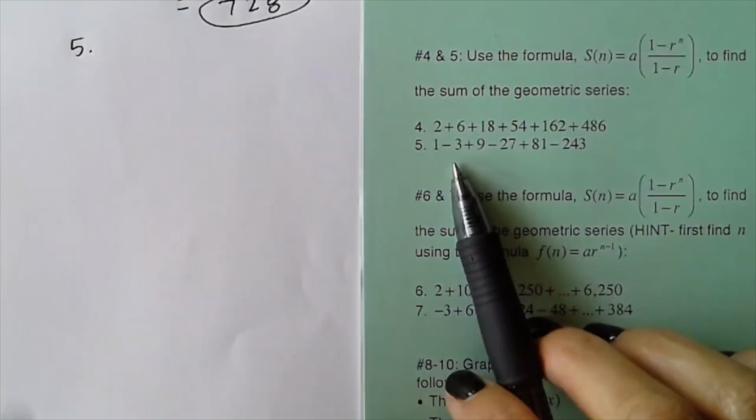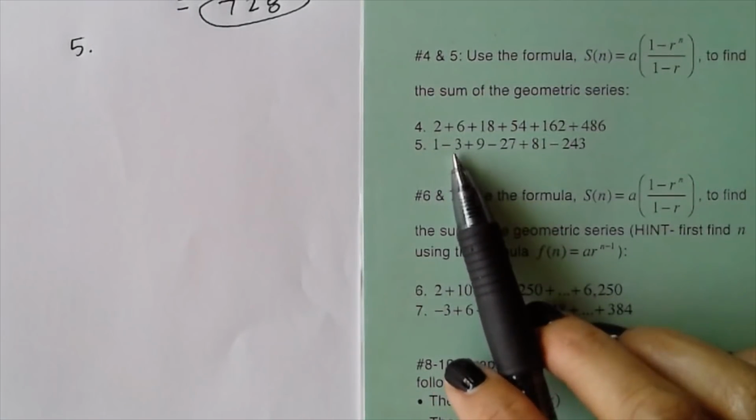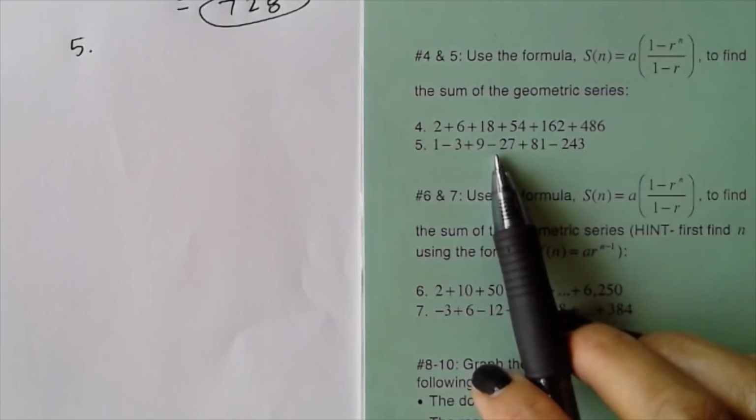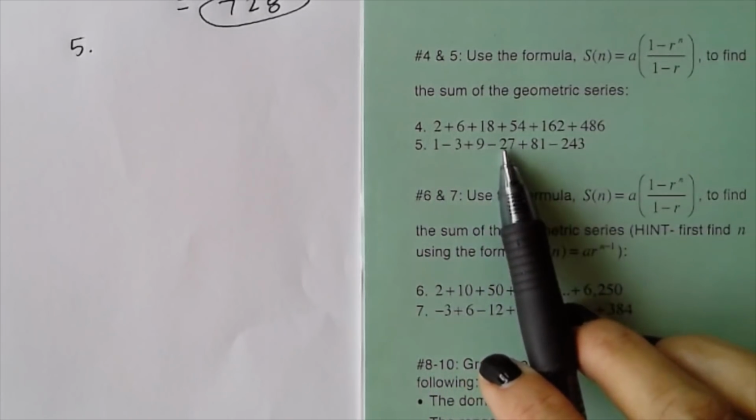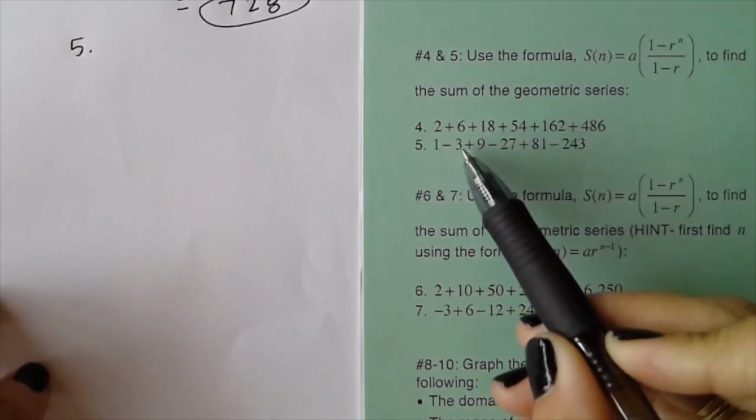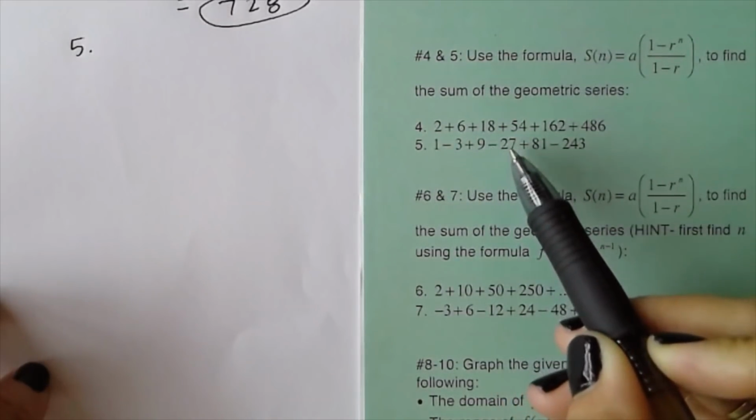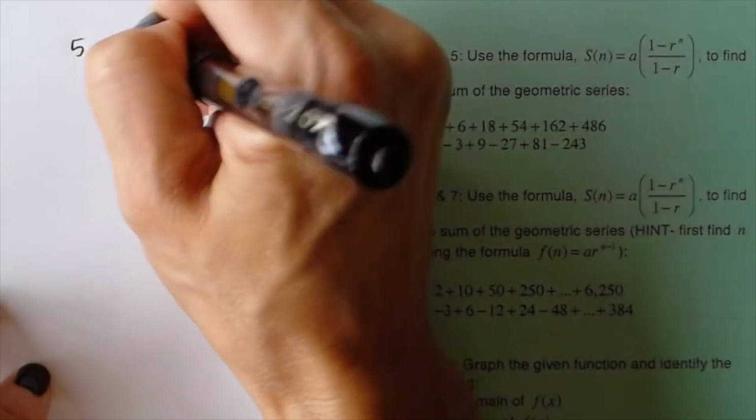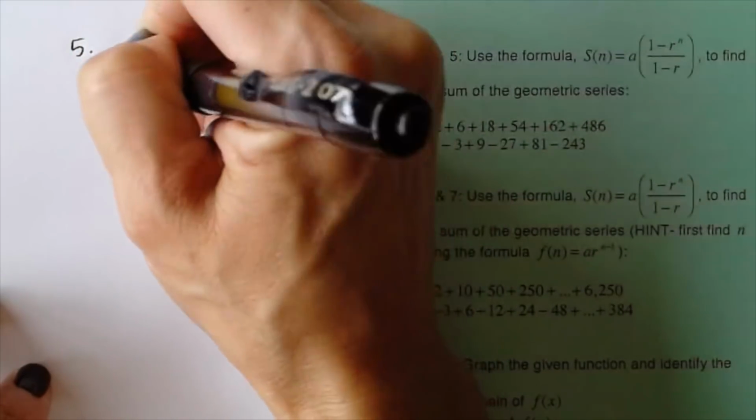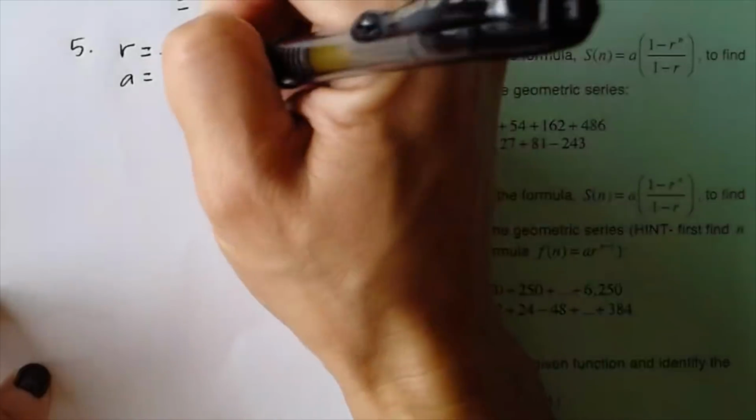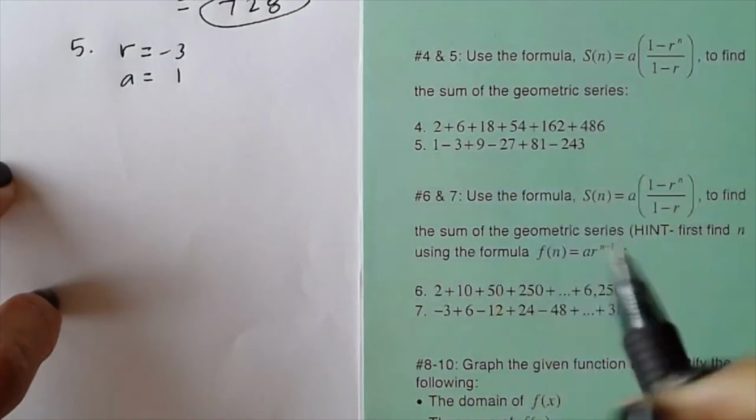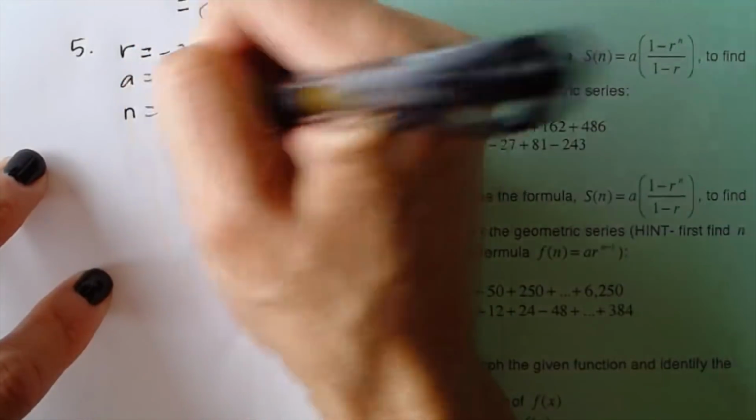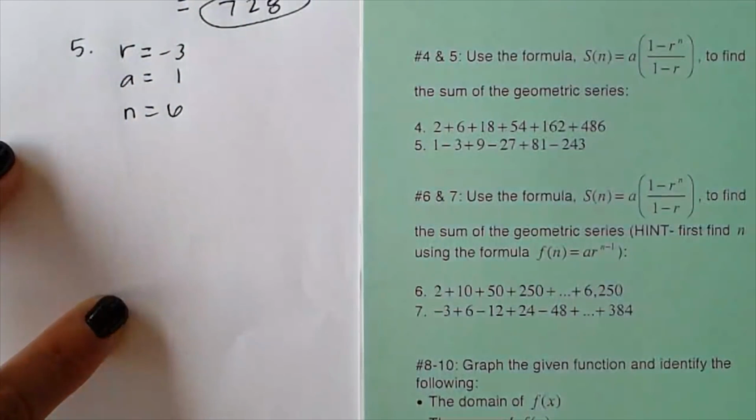For number 5, you can see that the terms are going 1 to -3 to +9 to -27. Anytime your terms are alternating, positive, negative, positive, negative, that just means your r is negative. And again, to get from 3 to 9, 9 to 27, you're timesing by 3. So we'll say r is negative 3. The initial value is 1. And then let's count it out. There's 1, 2, 3, 4, 5, 6 terms. So n equals 6, and we'll plug everything into the same formula.